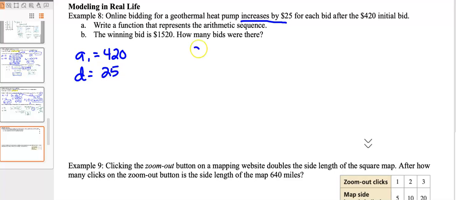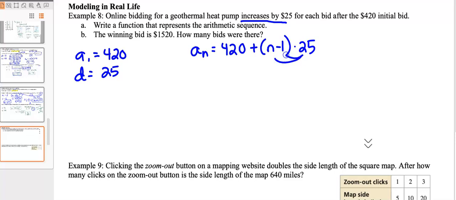So let's write our equation. So a sub n equals, it's a sub 1, so 420, plus parentheses n minus 1, times that by our common difference, which is 25. Again, that's our answer. If you want to leave it, great. I like to simplify it because it helps me solve it later.